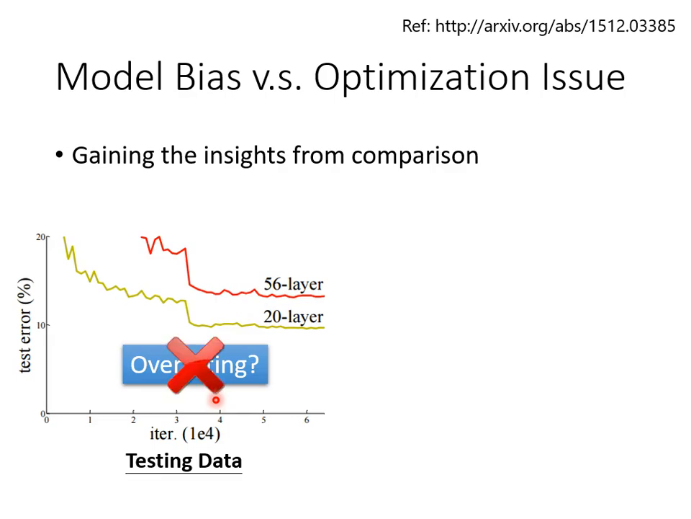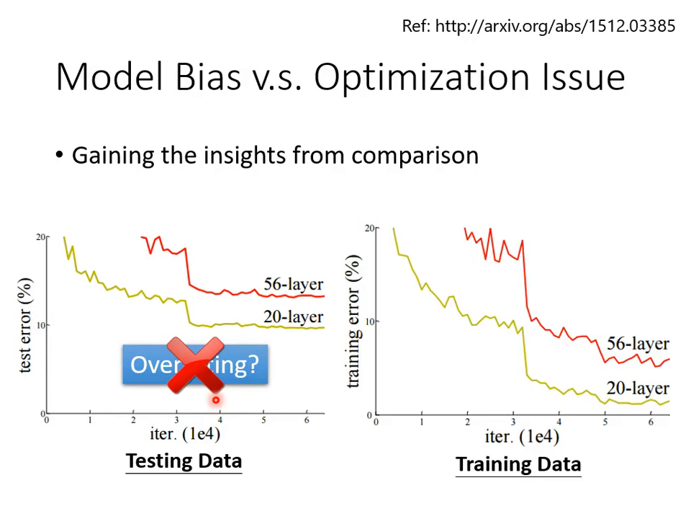This is not overfitting. I will tell you what overfitting is later. Not all bad results are called overfitting. You have to check the experiment results of the training data. After you check the training data of both models, you will find that the training loss of the network with 20 layers is lower than the training loss of the network with 56 layers on the training data. What does this mean? It means that the optimization of the network with 56 layers is not done.